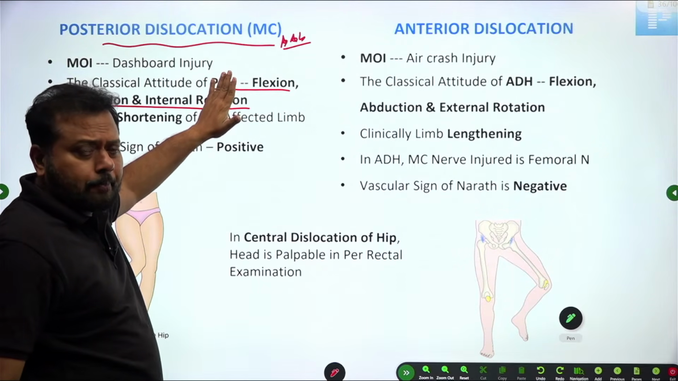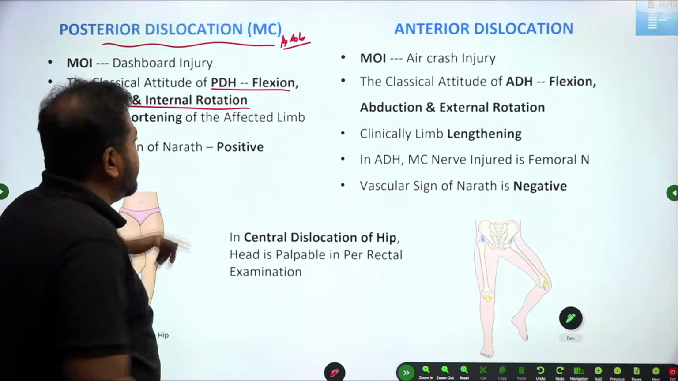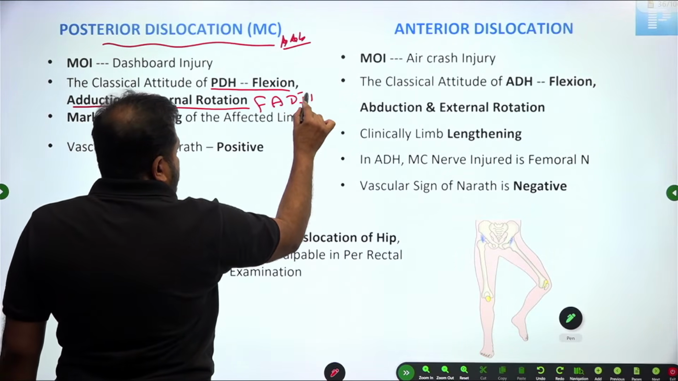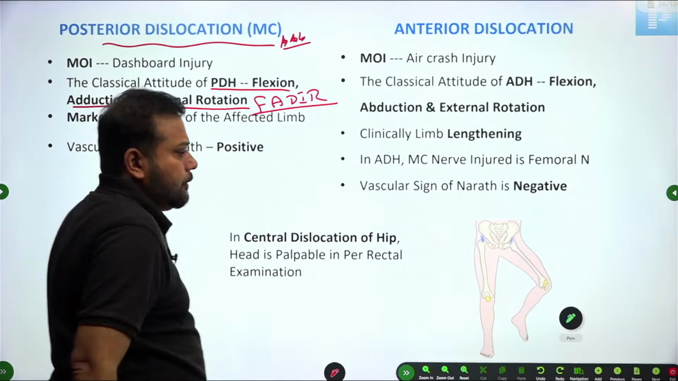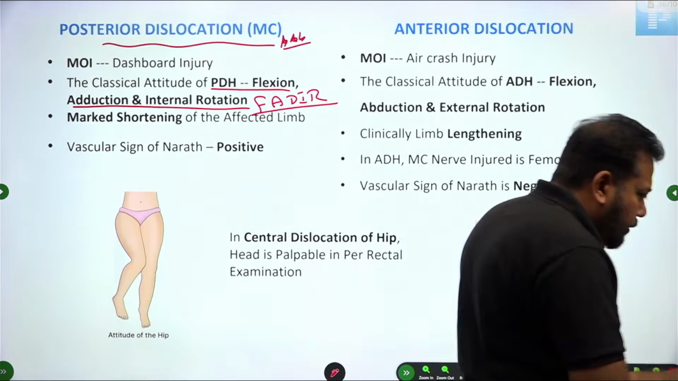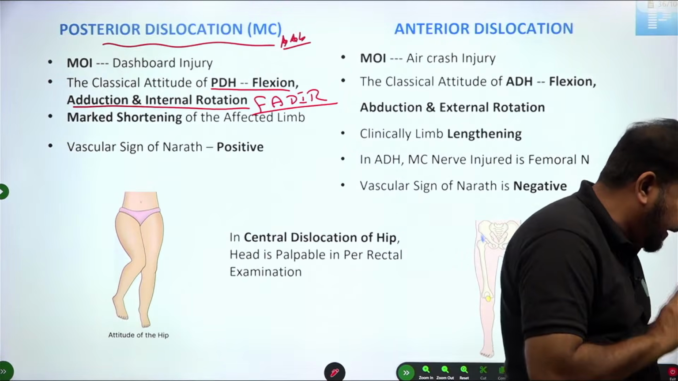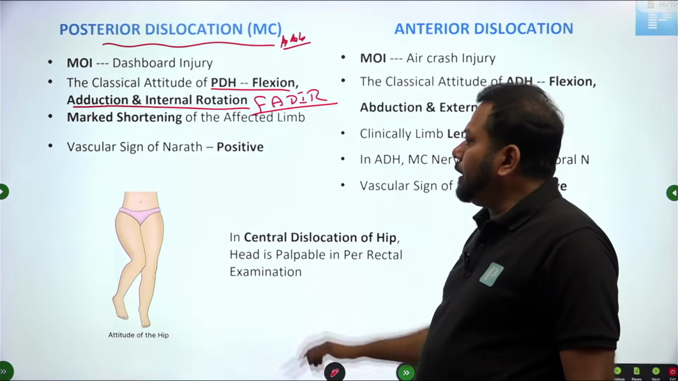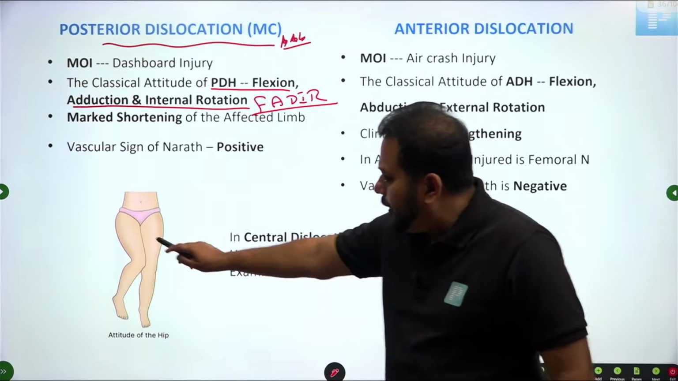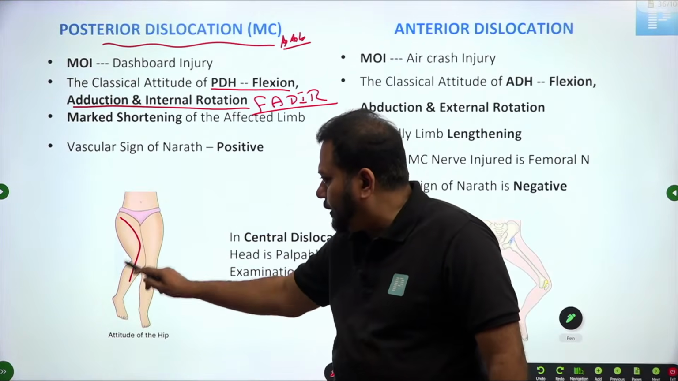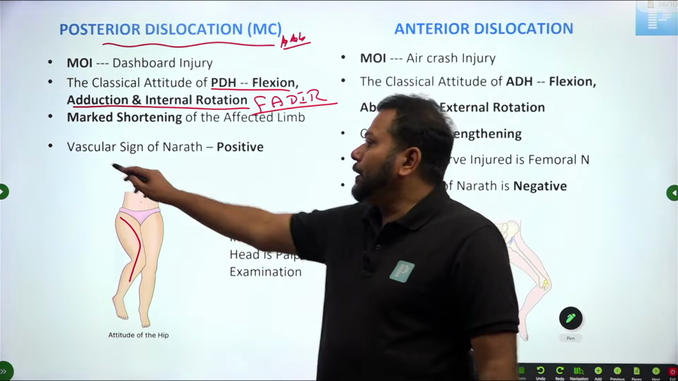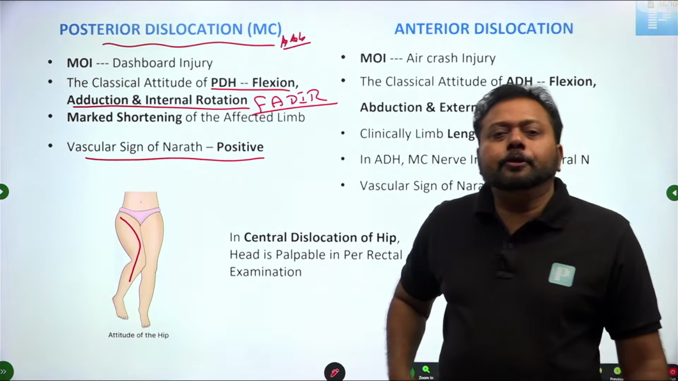Attitude of lower limb in posterior dislocation hip: flexion, adduction, internal rotation. FADIR is the mnemonic. Okay, very good, all of you are answering. There is marked shortening of the affected limb. You see here, flexion, adduction, internal rotation. And positive vascular sign of Narath.